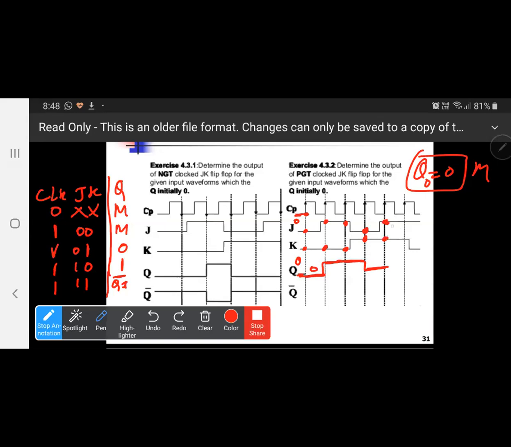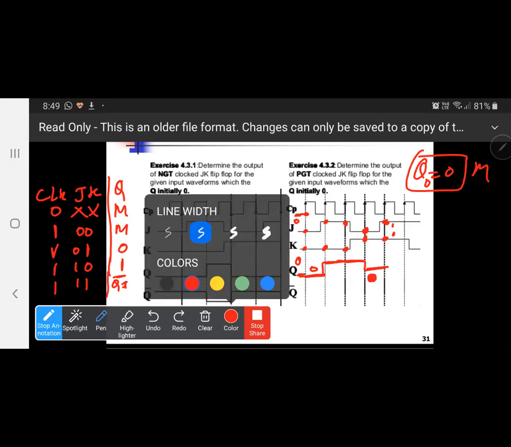Now here both are one. Both are one means complement of the previous. What is the previous? Previous is zero. So what will you get here? One.